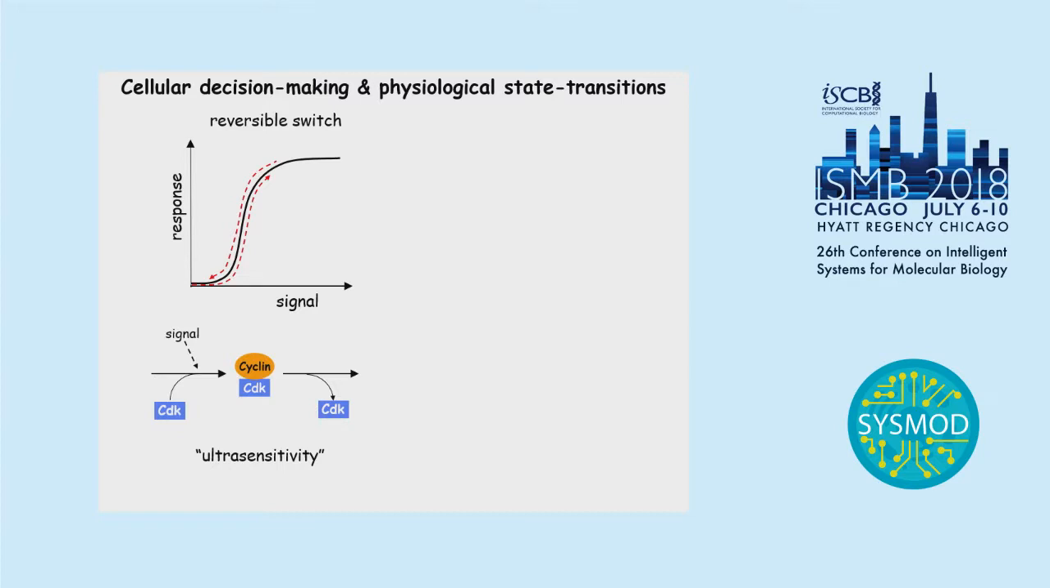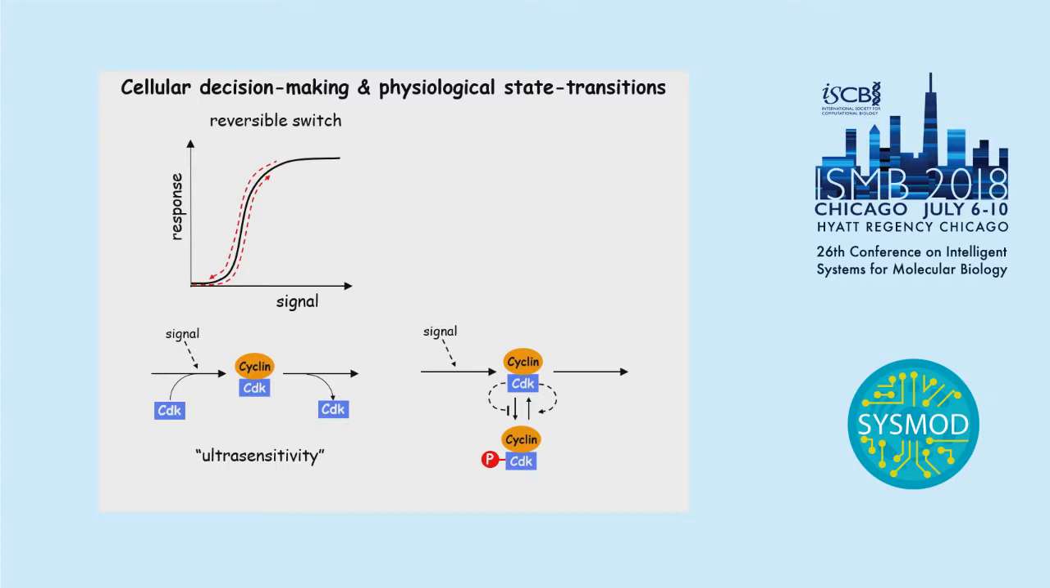As the signal decreases, the switch turns off at the same place where it turned on. So we'll call that a reversible switch. That's not the kind of switch that we see in cell cycle regulation. Rather, they're irreversible switches that are based upon positive feedback.